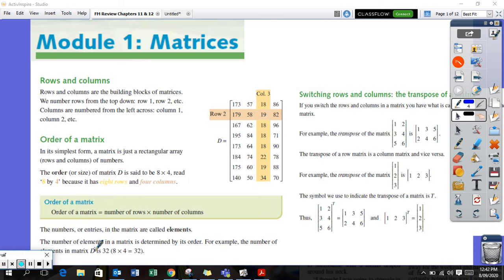So our one module this year is matrices. We've got two chapters, 11 and 12. I'm going to review both of them today. Matrices is still fresh in your mind, so I'm going to go through this one reasonably quickly.